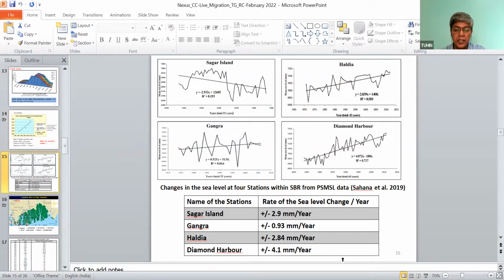And in 2019, Shahana et al. did a lot of detailed work on this. They found that near Sagar Island it is around 2.9 millimeter per year, so it's just above the global mean sea level rise. But within the river system, that is a little bit different. In Diamond Harbour, it's around 4.1 millimeter per year. So depending on the topography, the river bathymetry, all these things, there are a lot of variations in the sea level rise rate also.